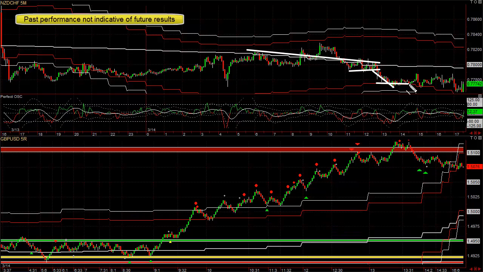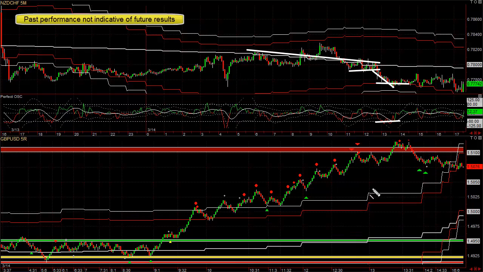And notice where it stalls, right at the lower containment bands, and we also get an extreme low in the perfect oscillator. Again, perfect oscillator tells you that the move is likely over. Occasionally, price does continue, but you want to be watching it like a hawk. This will help you not be greedy.